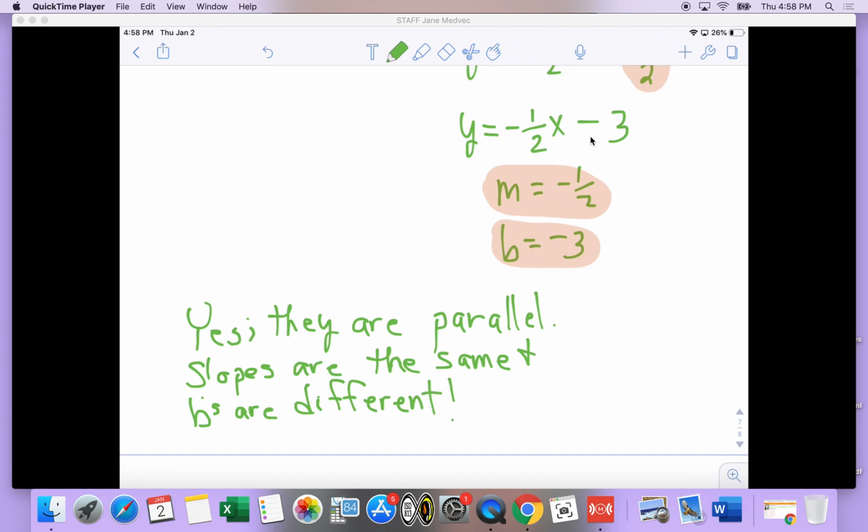Okay, so the main idea of today, we graphed a line. We graph our b first, and then we do our slope, and then we went ahead and decided whether lines were parallel or not. Again, for them to be parallel, the slopes need to be the same and the y-intercepts need to be different.